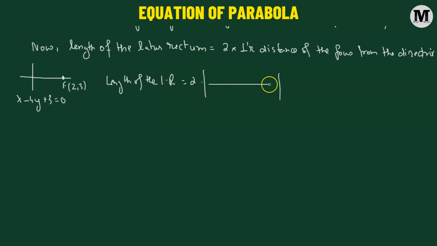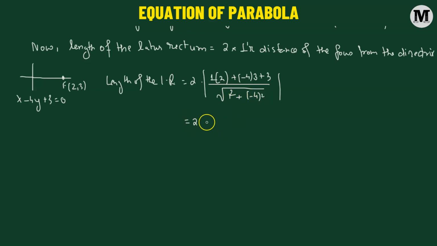we take the coefficient of x, that's 1. 1 gets multiplied to the x coordinate of the focus, so that's 2. Added to the coefficient of y, that's negative 4, which will be multiplied to the y coordinate of the focus, so that's 3. Then we have the constant term 3, divided by the square root of the sum of the squares of the coefficients of x and y. So we have 1 squared plus negative 4 squared.